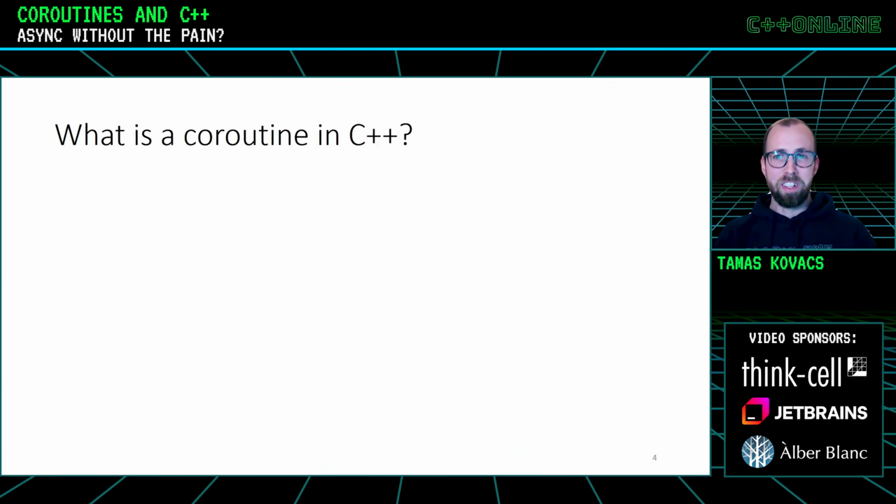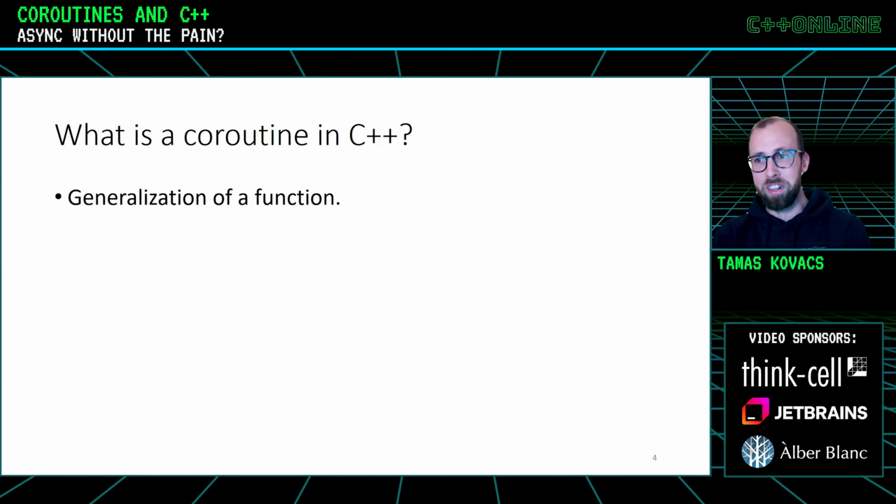What is a coroutine in C++? One of my colleagues said, a function with commitment issues, which is not far off, to be honest. When we say that a coroutine is a generalization of a function, what do we actually mean?